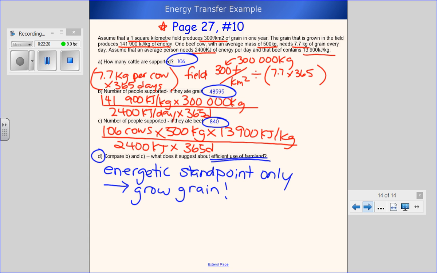Now, an argument like this, or a set of calculations like this, is often used to support the idea of vegetarianism. A lot of people support vegetarianism, not just because they don't want to eat meat, but also from an economic, sort of energetic standpoint. If we just ate grain, well, we could feed more people on the planet. We might be able to reduce the number of people who are growing hungry. So this is sometimes used as support for an argument that everyone should be a vegetarian.